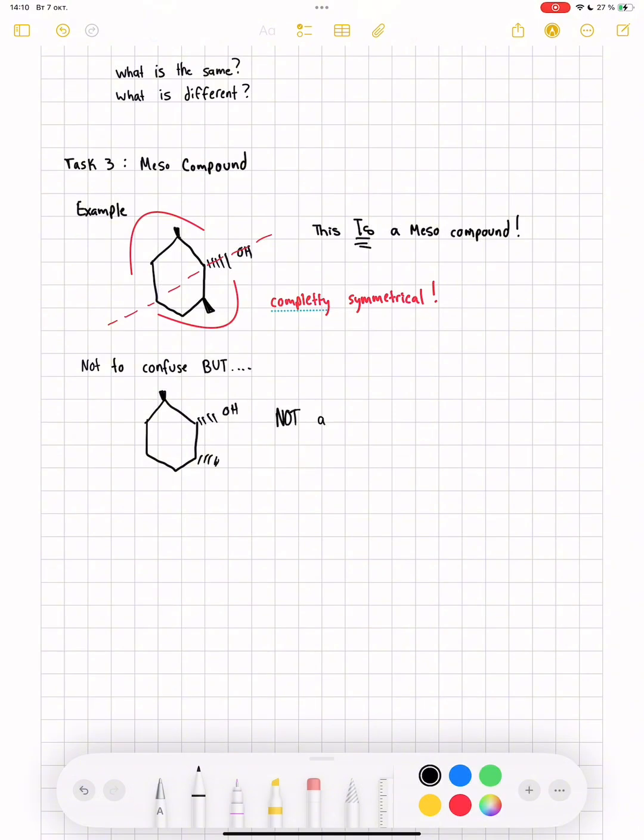I am going to grab that red color to show you that this is not a meso compound due to its non-symmetrical status. So here we go. Here's that line. If you look, there's a dash and there's a wedge. Difference in 3D, it's not the same. There is no plane of symmetry. So very key, it must have a plane of symmetry to be a meso compound.